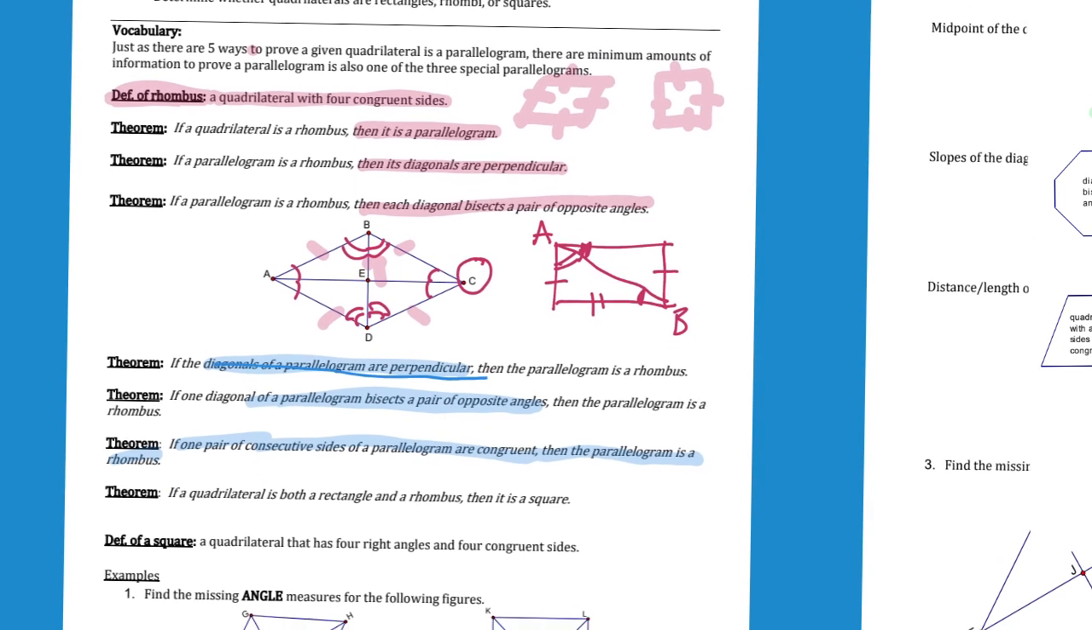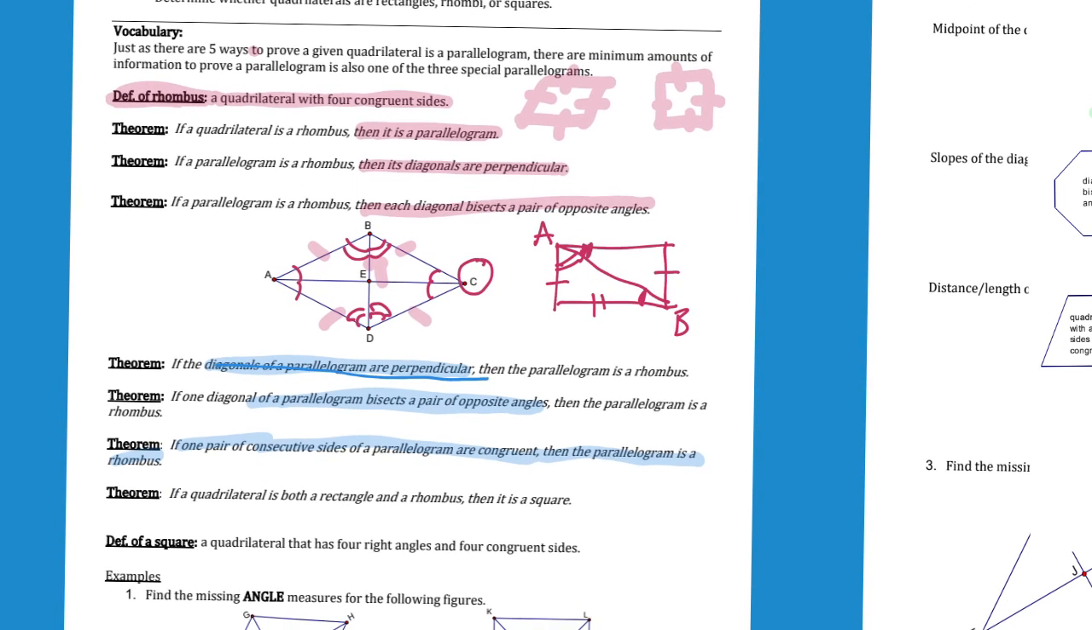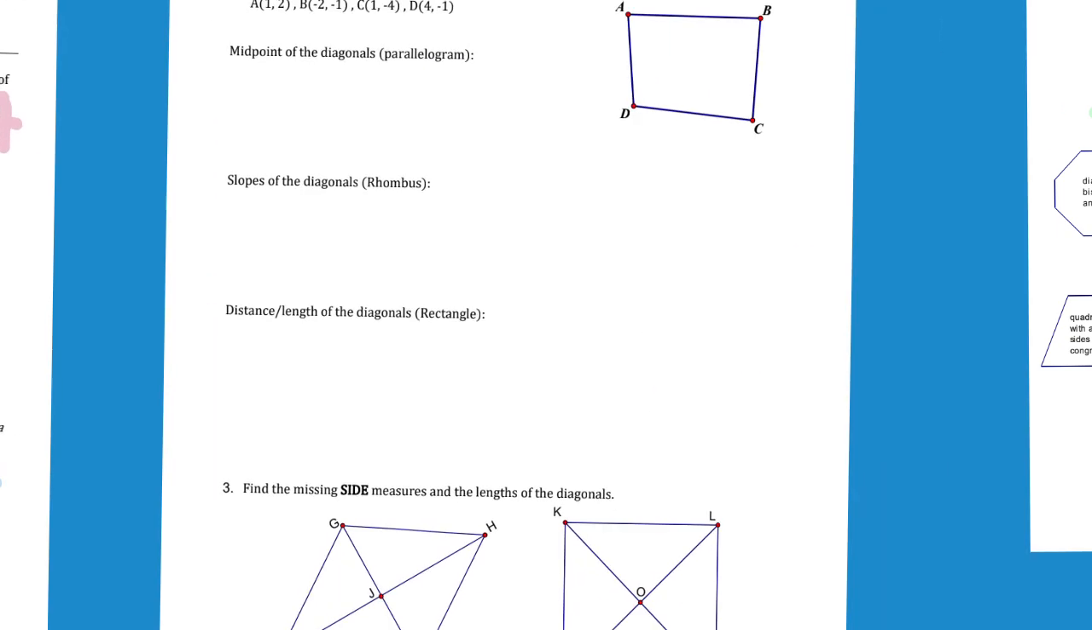What else do we have here? If your quadrilateral is both a rectangle and a rhombus, then it is going to be a square. So let's go over to our diagram over on the side, okay? Because remember that the first thing we've got here.